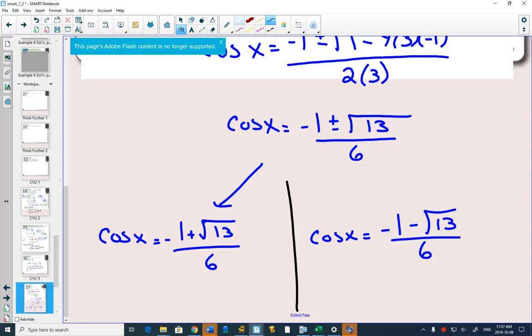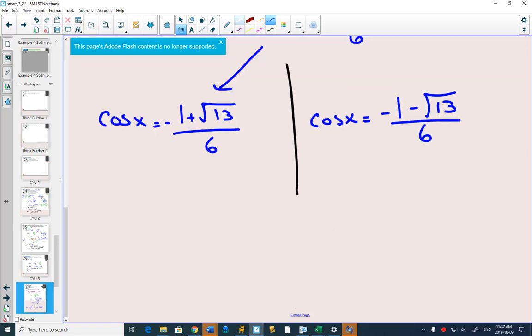Once you get a trig function by itself, you have to decide, is this calculator or is it non-calculator? Is negative 1 plus the square root of 13 over 6 on your unit circle? No. So this is obviously going to be a calculator question. Since it's a calculator question, I am going to find out what this value is. Right now, I don't know if it's obvious to you whether this is positive or negative, or whether this number is bigger or less than 1 because of the values that we have. So I'm going to go to my calculator.